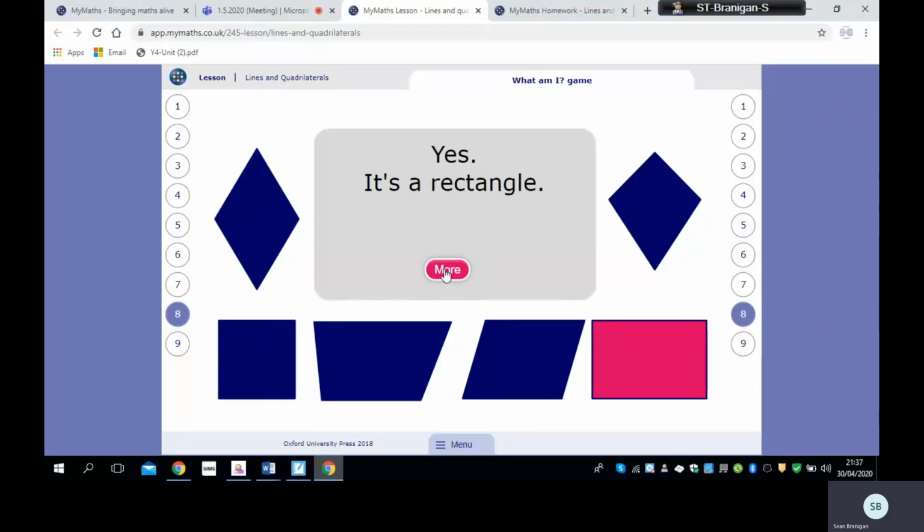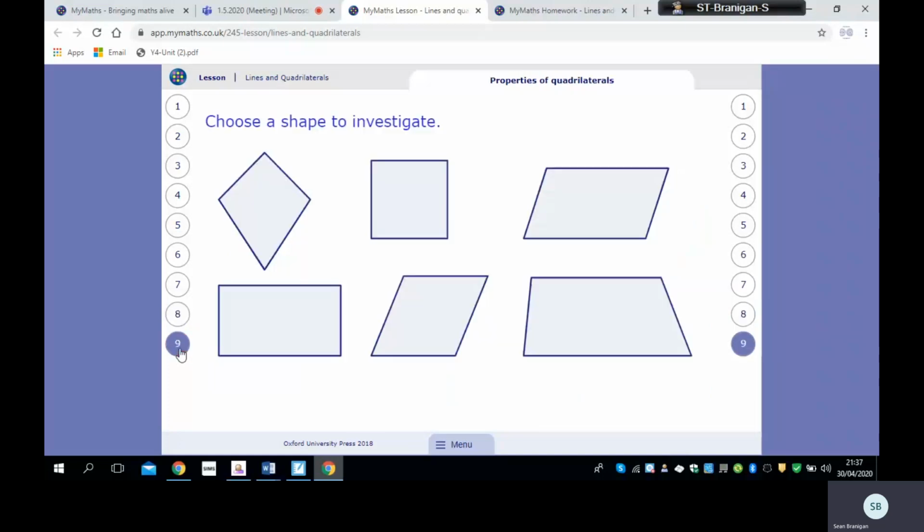Okay, children, when you have a go on yours, if you click on this lesson, you can look at some more clues and have a guess until you are confident that you know the properties of each one. I would definitely recommend that before you attempt your work today.